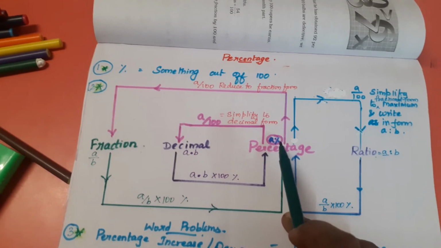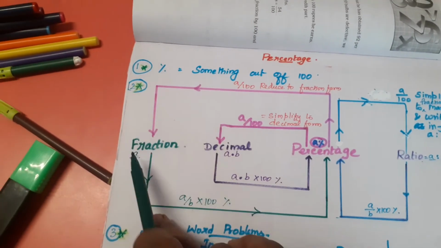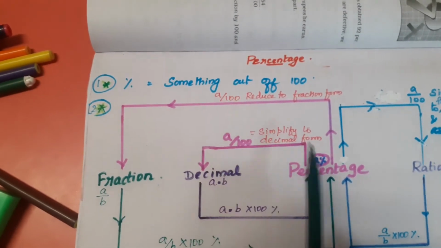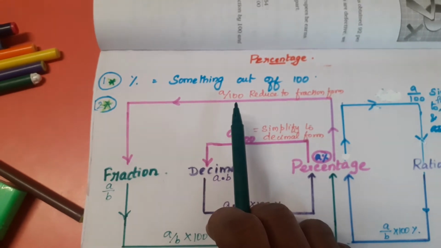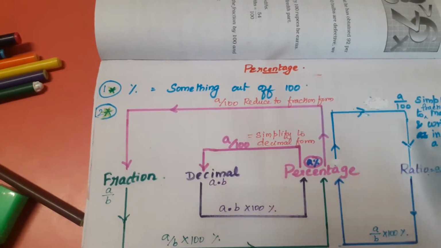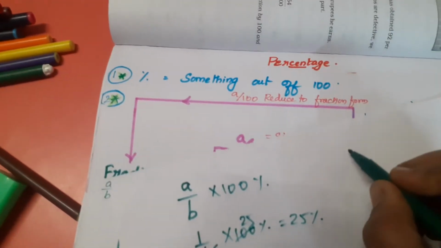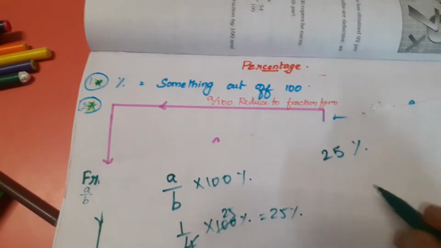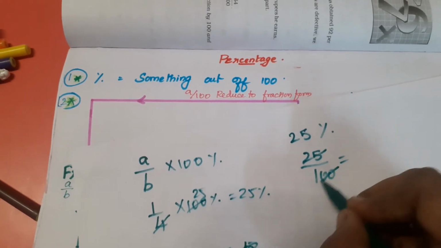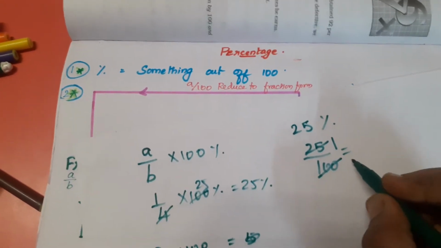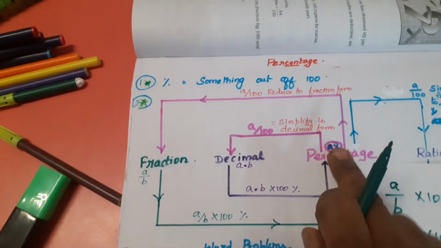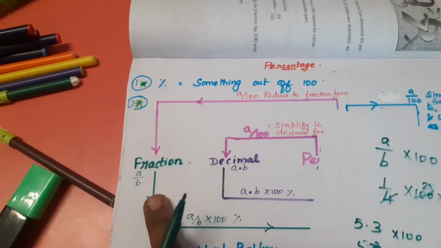Now the reverse process: something in percentage is given. Say a% is given, and they are asking you to find the fraction. How can you do it? Percentage means something out of 100. So a% can be represented as a by 100. Once you write it in this form, reduce it to the simplest fraction form. Say, for example, 25 percentage. I can write it as 25 by 100. Then cancel out the maximum number of terms, and the simplest form is 1 by 4. Now I have written it in the fraction form, 1 by 4. So for percentage, just write it as a by 100 and convert to fraction.